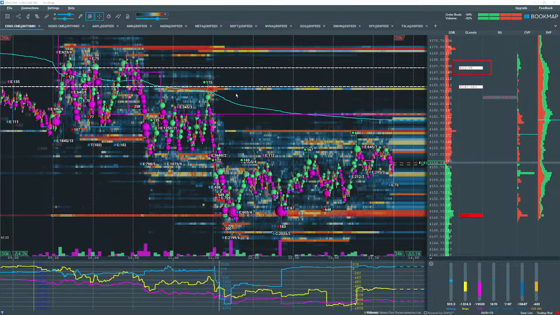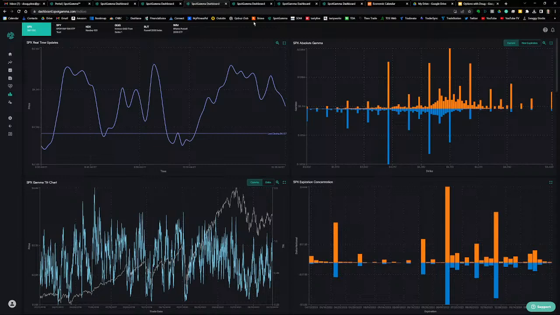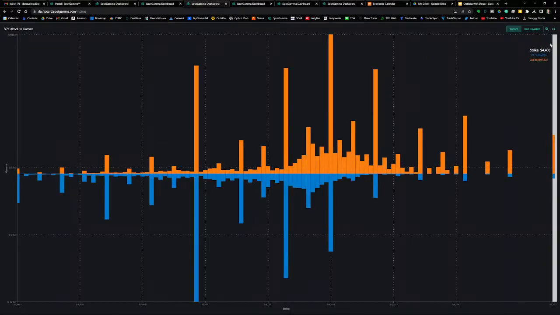All right, let's take a look at gamma levels now, the absolute gamma levels, and we'll see where those levels come from. Let's go. All right, so these are the levels. This is SPX. We'll start there. This is showing the absolute gamma levels.